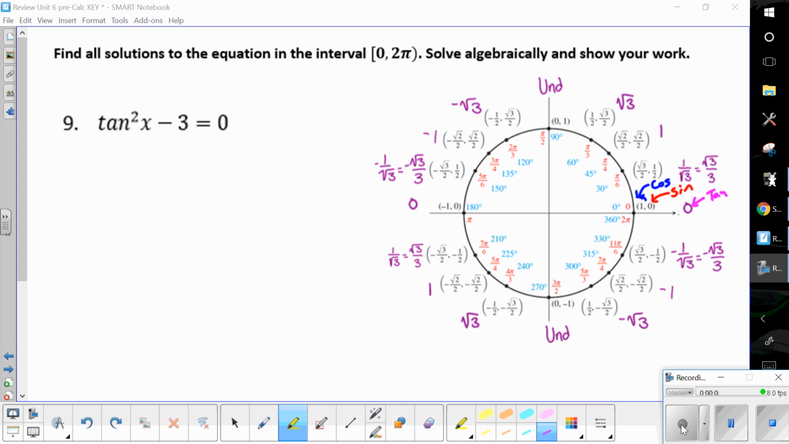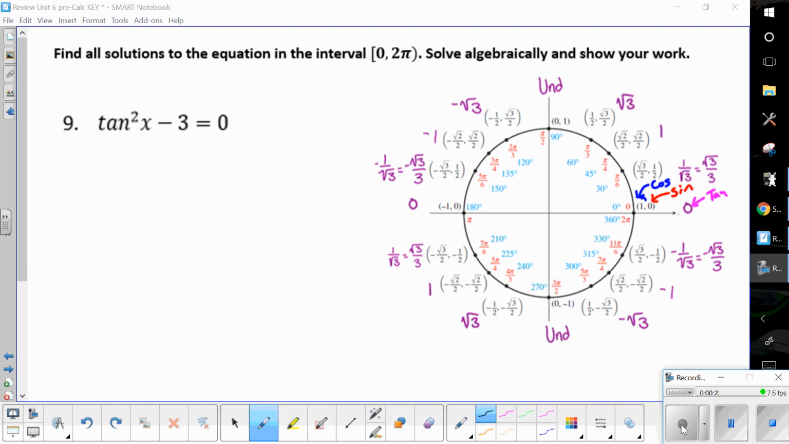Okay, this is a problem where I'm asked to solve the trig equation from 0 to 2 pi. So I want one lap around the unit circle. And I'm always asking myself, am I trying to factor or am I trying to solve? And this is definitely one that is not factorable.